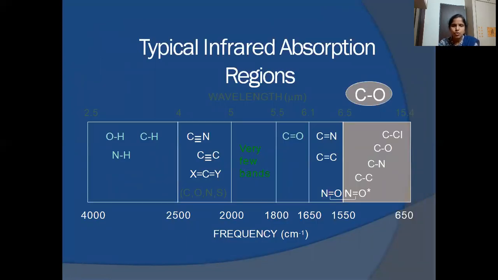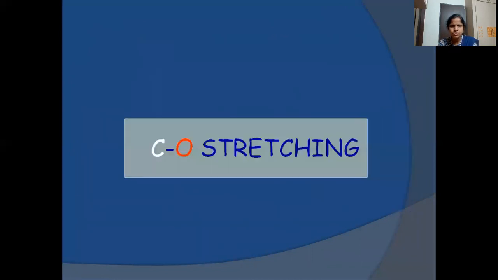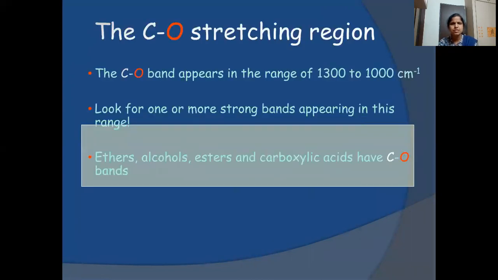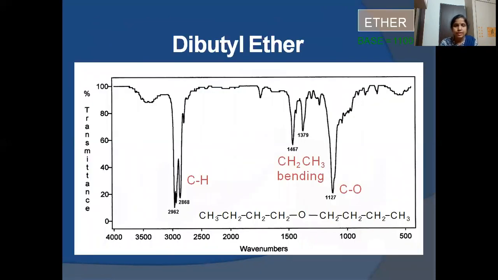Then C single bond O. The C single bond O stretching vibrations range is 1300 to 1000, or 1300 to 1200 actually. So in that range is C single bond O. We have seen C single bond O for carboxylic acid also. And now we are taking an ether as an example, dibutyl ether.